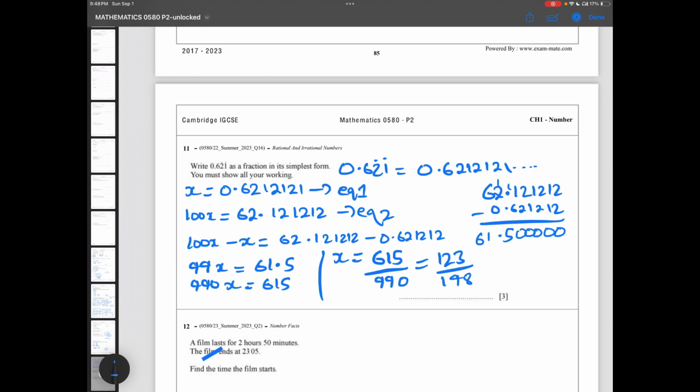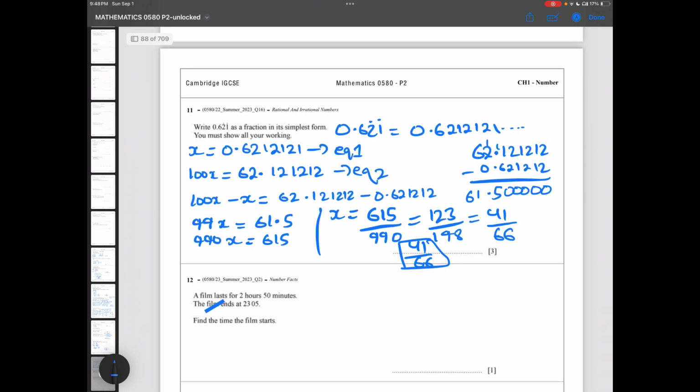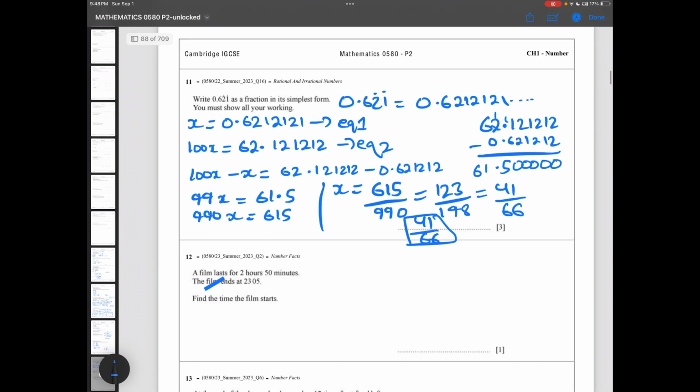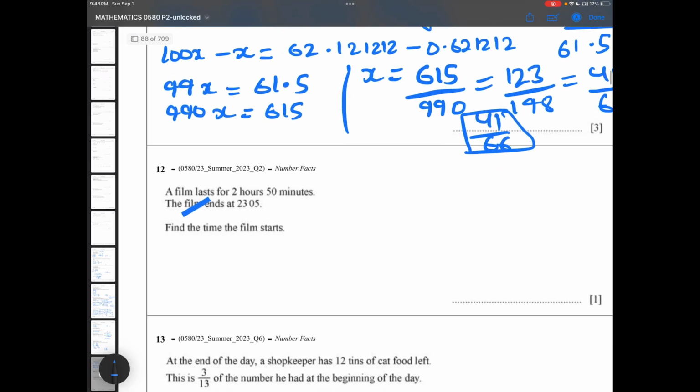These two numbers again come in the table of 3, right? So 123 divided by 3, I got 41. 198 divided by 3, I got 66. Now they cannot be further simplified, and this is our answer, 41 upon 66. Now let's move to question number 12.